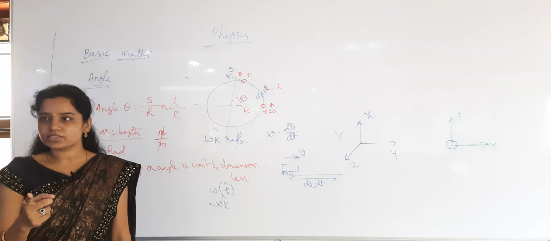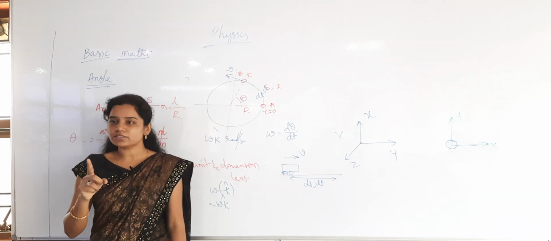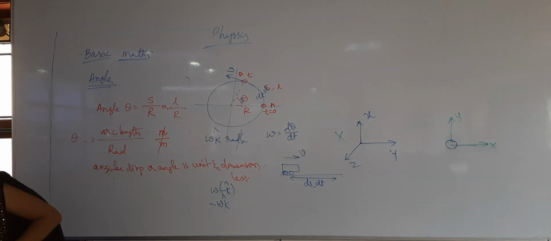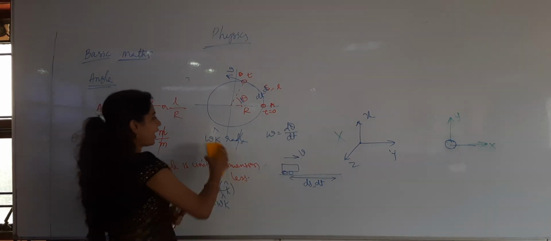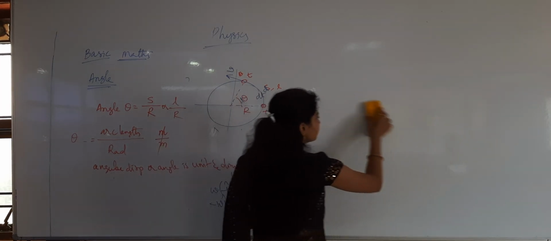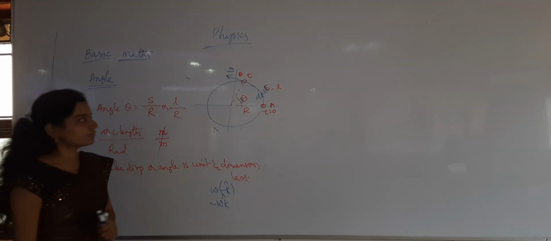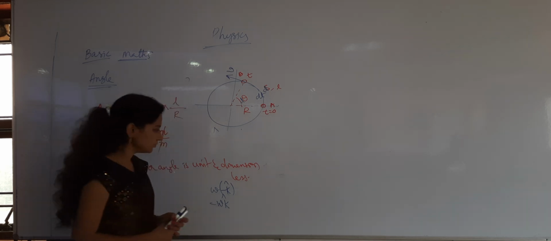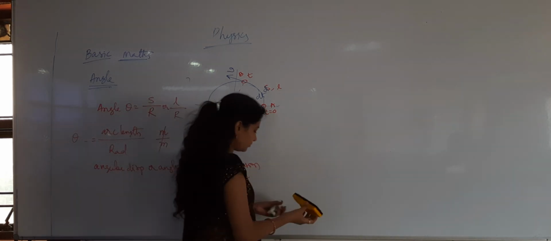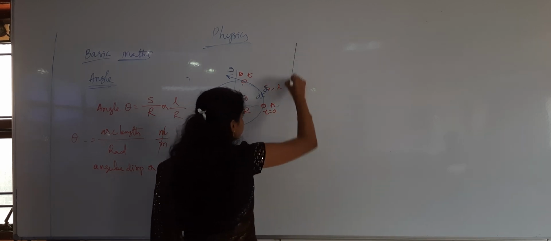Okay, now I have written those points. When the particle is moving in anti-clockwise direction, then angular displacement is positive. When the particle is moving in clockwise direction, then angular displacement is negative. Write that right hand thumb rule. Right hand thumb rule.